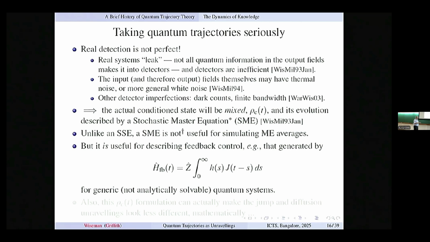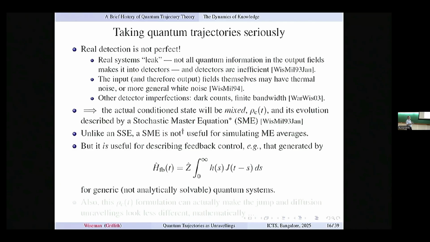Modeling it as a Hamiltonian, we have some system operator multiplied by some functional of the measurement record up to that time. So this is just a very simple filter, for example. That's just an example of typically how feedback might be done in an experiment.